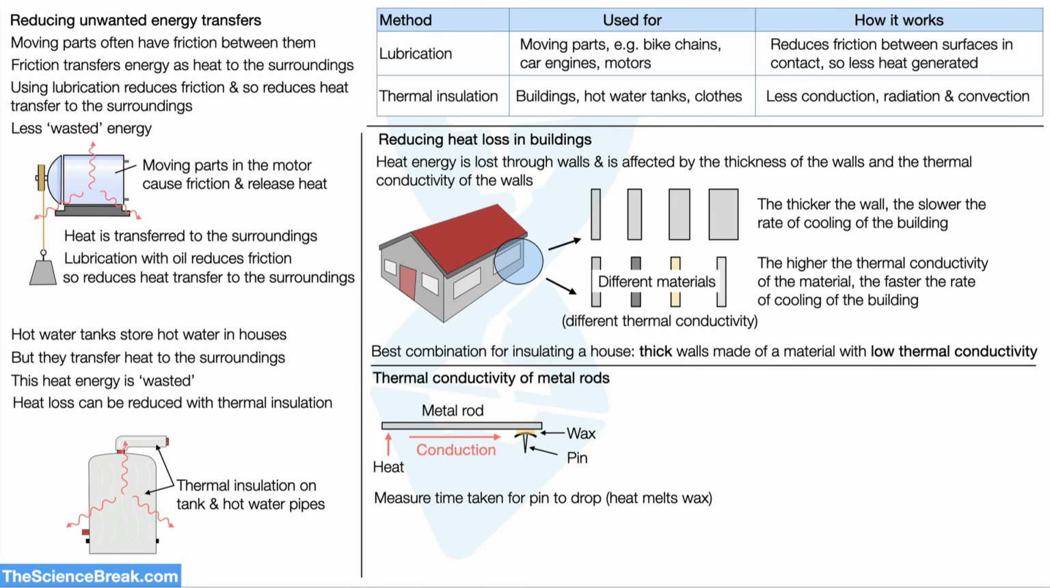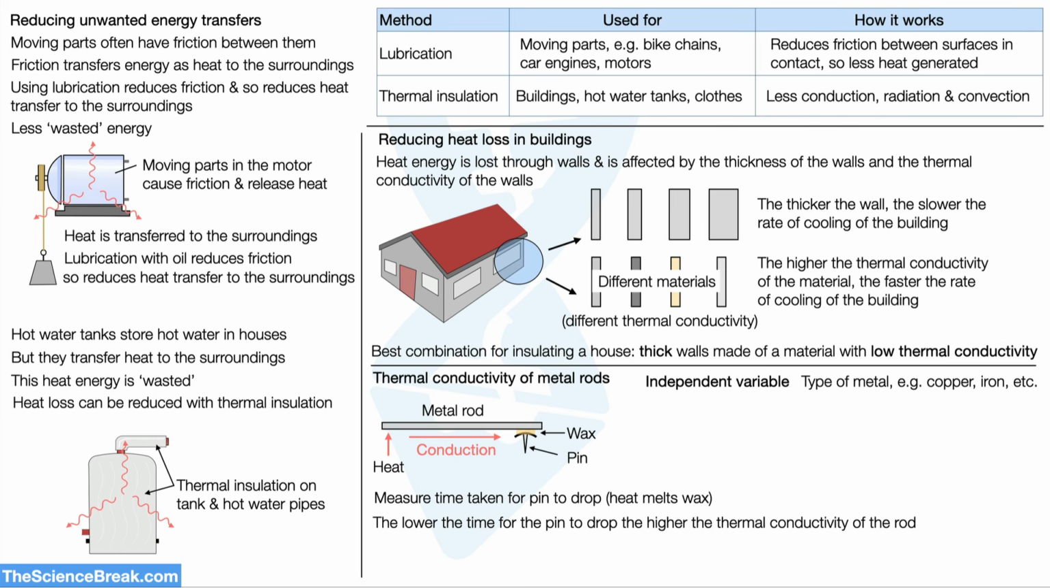And the pin drops because the heat melts the wax. The lower the time for the pin to drop, the higher the thermal conductivity of the rod. The independent variable in this experiment is the type of metal, for example, copper or iron, and the dependent variable is the time for the pin to drop.